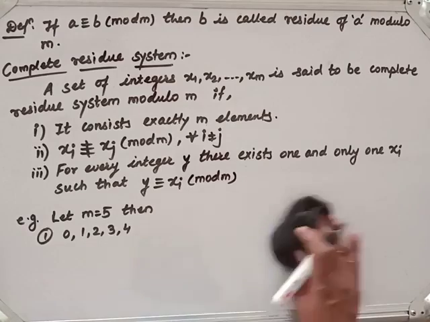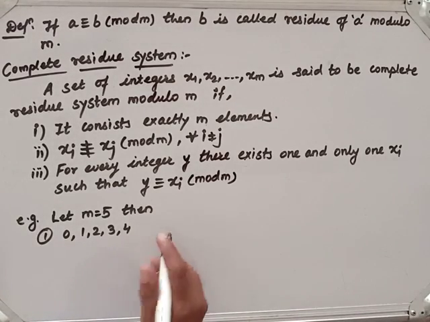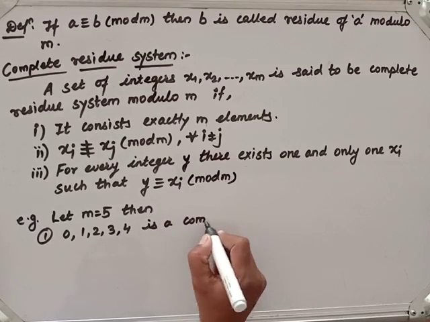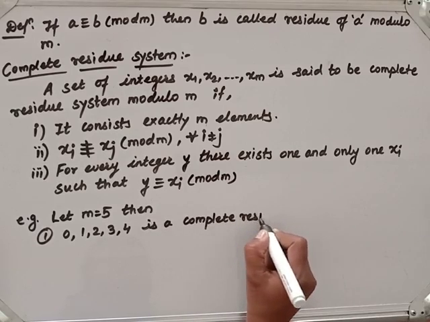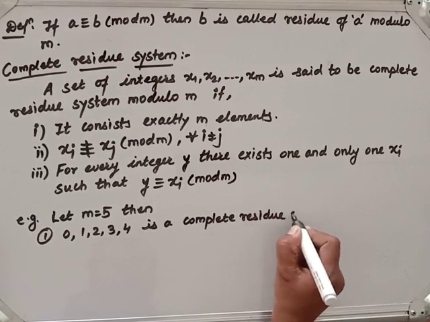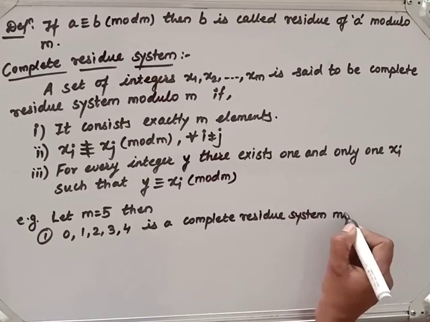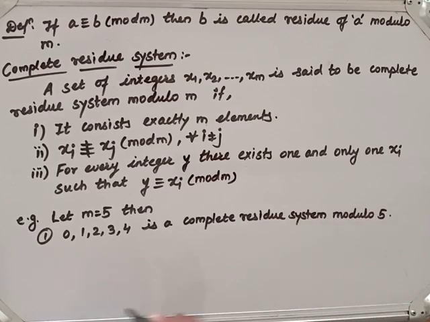So what can I say? This set 0, 1, 2, 3 and 4 is a complete residue system modulo 5. This conclusion we can find out.